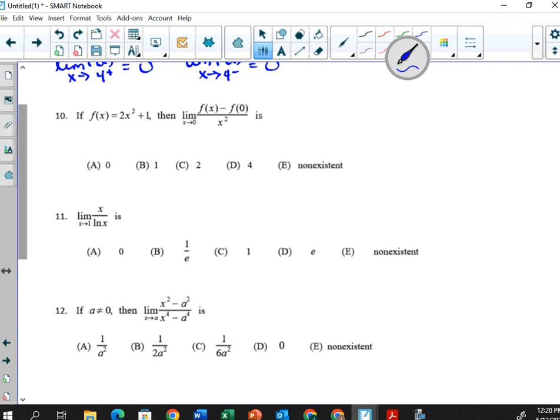Next one is multiple choice, number 10. Okay, f of x is given to you as 2x squared plus 1, and I want to know the limit as x approaches 0 of f of x minus f of 0 all over x squared. It just looks like a lot, right? It is not that bad. Come over here to the side. Let's write limit as x approaches 0. One piece at a time here. The first piece says f of x. Well, do we know what f of x is equal to? 2x squared plus 1. Okay, so I'm going to write that.